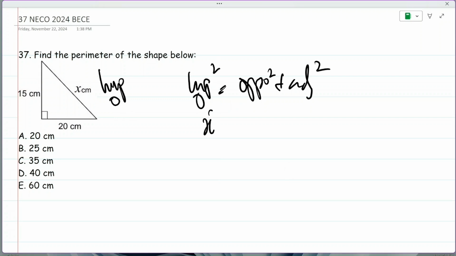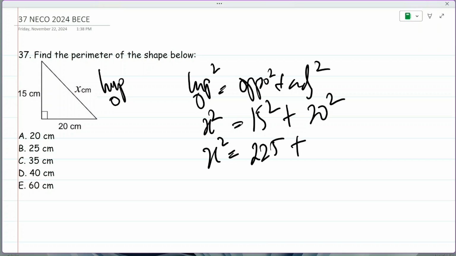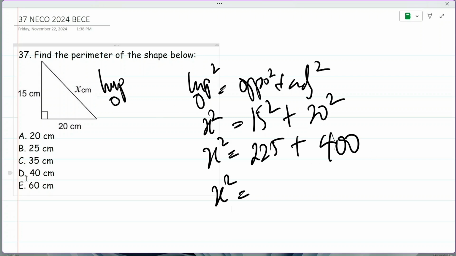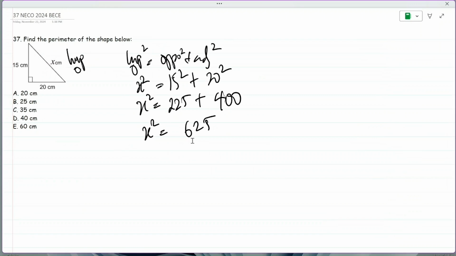So we have it as x squared equals, we can make 15 the opposite, so we can say 15 squared plus 20 squared, which is our adjacent. X squared equals 15 squared is 15 times 15. 15 times 15 with our calculator is 225. And 20 squared is 20 times 20, which is 400. X squared equals 225 plus 400. We're adding these two together. Will give you 625. We know x squared is 625.